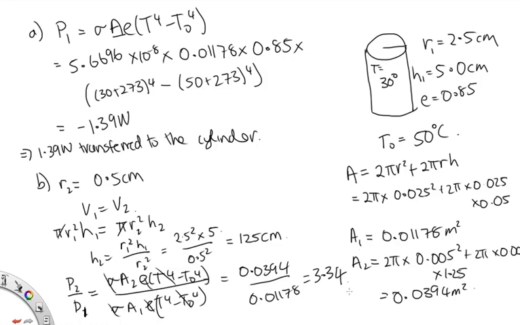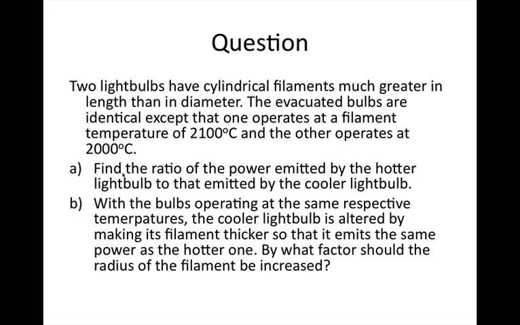Next question. 2 light bulbs have cylindrical filaments much greater in length than in diameter. The evacuated bulbs are identical except that one operates at a filament temperature of 2100 degrees C and the other operates at 2000 degrees C. A. Find the ratio of the powers emitted by the hotter light bulb to that emitted by the colder light bulb. And then B. With the bulbs operating at the same respective temperatures, the cooler light bulb is modified by making its filament thicker so that it emits the same power as the hotter one. By what factor should the radius of the filament be increased?